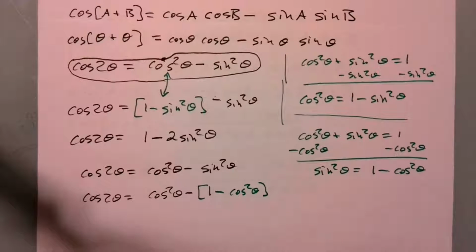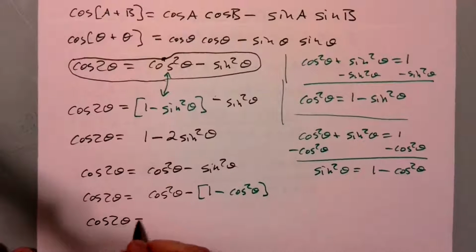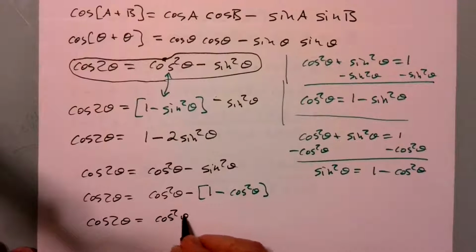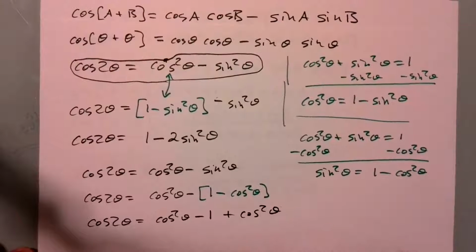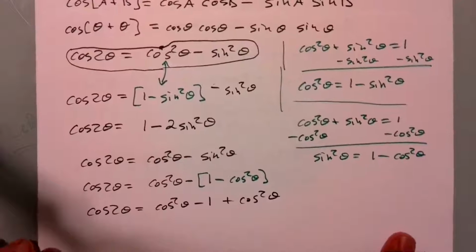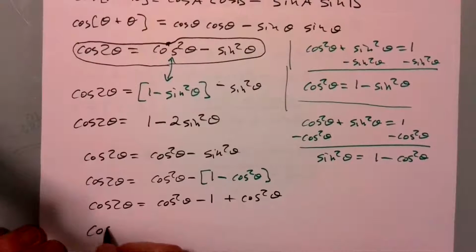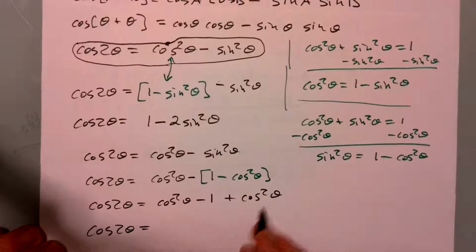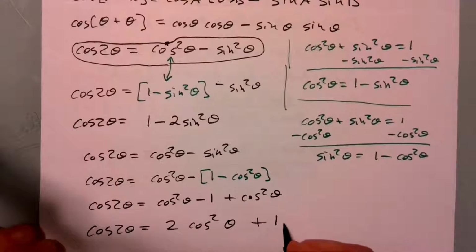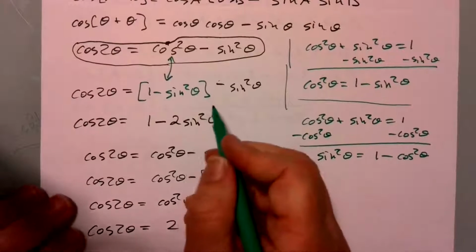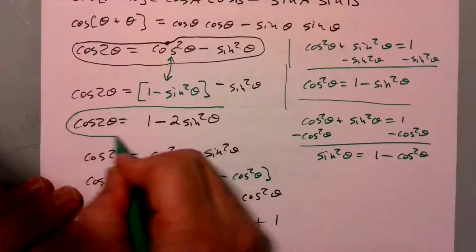What do we get? We get cos 2 theta equals cos squared theta minus 1 minus minus plus cos squared theta. So my final version of this then becomes cos 2 theta is 2 cos squared theta minus 1. So in reality, we have 3 versions of this double angle identity for cosine.